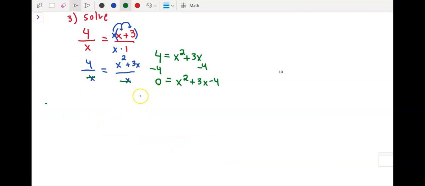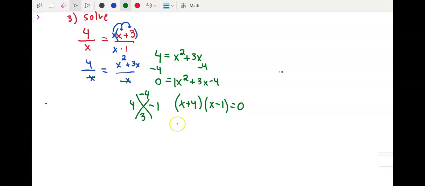Now remember, when we go to factor this, we draw our x. We want to multiply to that first term, which is a 1 times that negative 4. So we're multiplying to negative 4, adding to that middle term, which is 3. So we should get a positive 4 and a negative 1. So we would have x plus 4, x minus 1 is equal to 0.